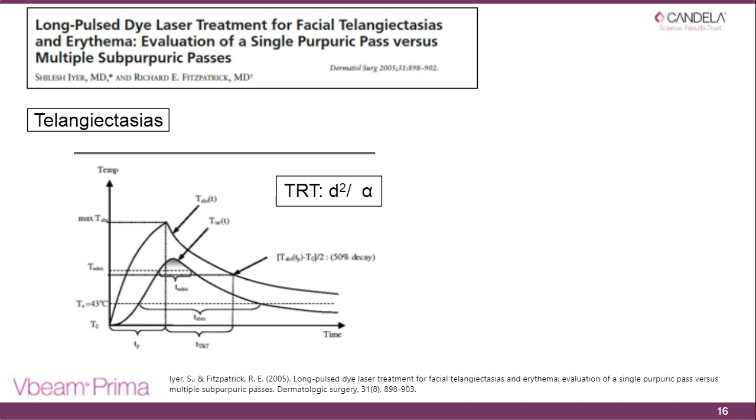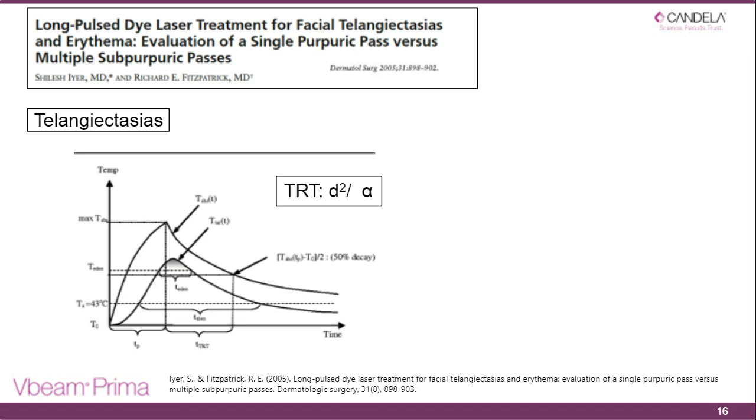In order to be able to coagulate a vessel, you have to use a pulse duration shorter than this thermal relaxation time. So if you use longer pulses than the thermal relaxation time of the vessel, you're not going to be able to create an immediate coagulation rate. This thermal relaxation time is directly proportional to the square of the diameter.